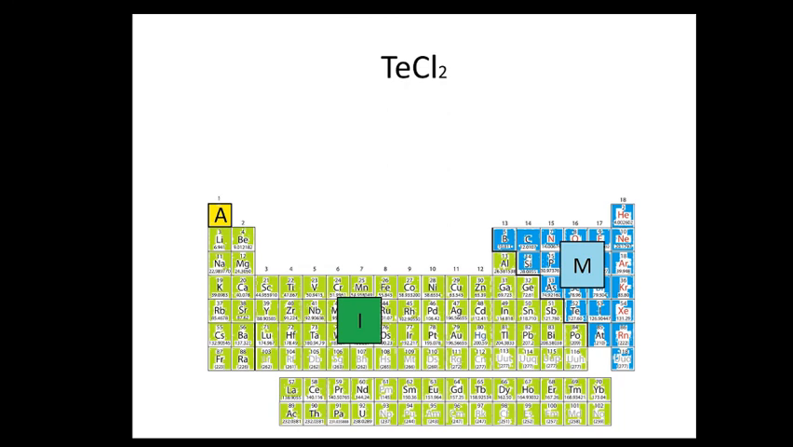Next, we'll look at this chemical, TeCl2. Te is the first element. We look around on the periodic table and we can find it at number 52. That's in the blue section on the right. It's the 5th row down, number 52. That makes it M, a molecular compound.